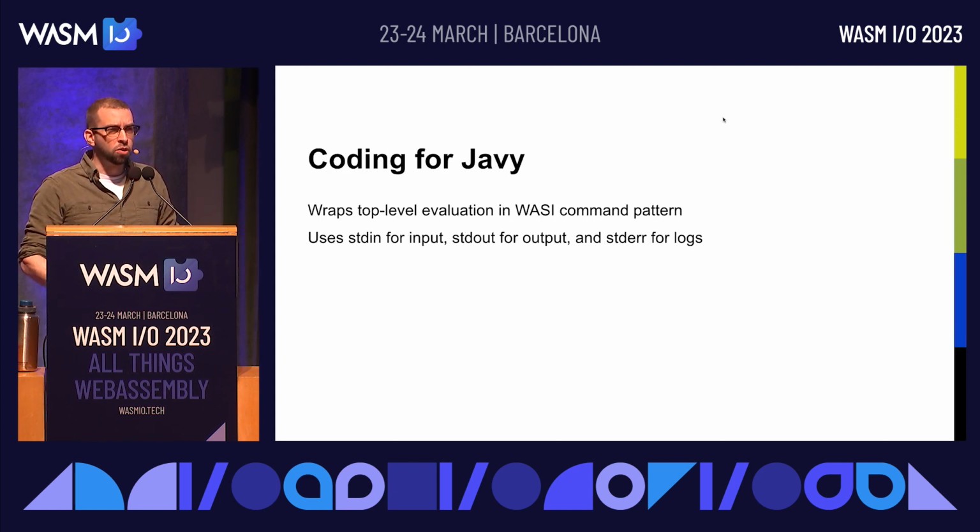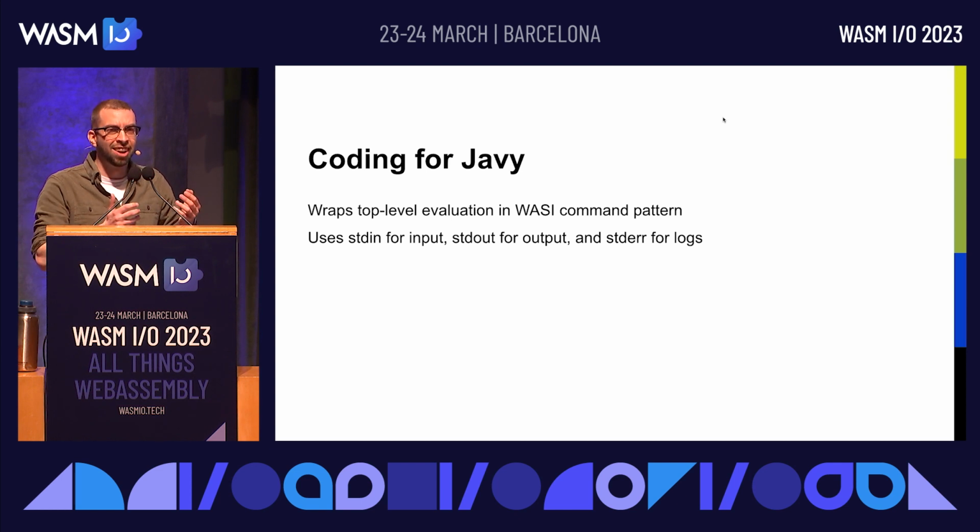In terms of how we expect people to write code for Javy, it uses top-level evaluation. This is a bit different than what you would normally see with things that compile to WebAssembly, where there's an exported main function or a series of exported functions, and then execution enters at those points. Instead, the execution of the JavaScript starts at the top and goes line by line. But what we do is we wrap that in the WASI command pattern.